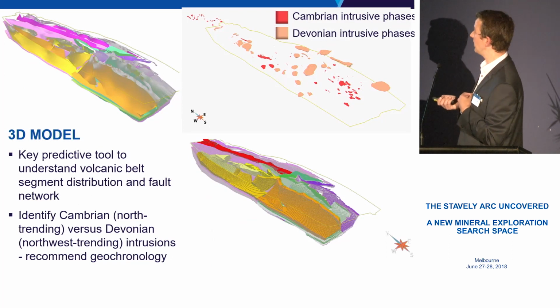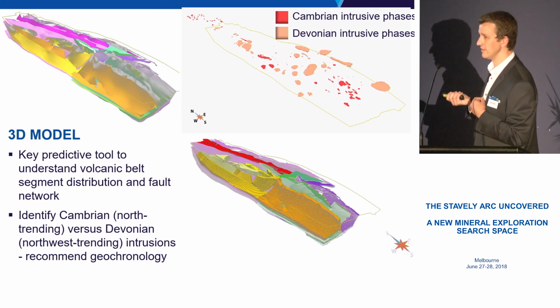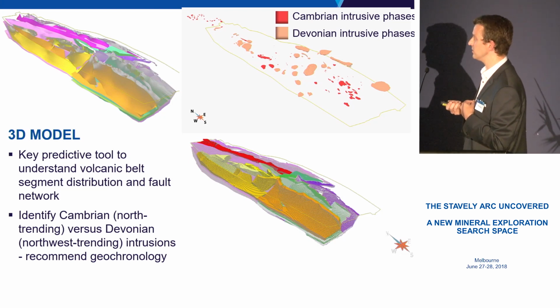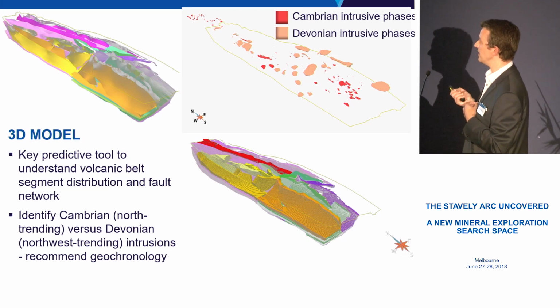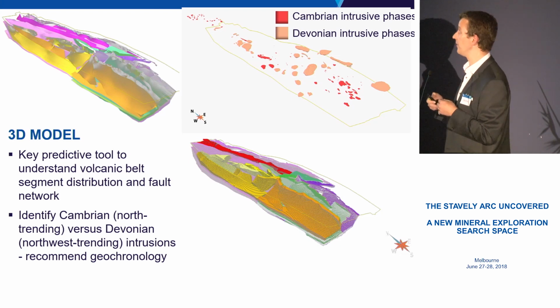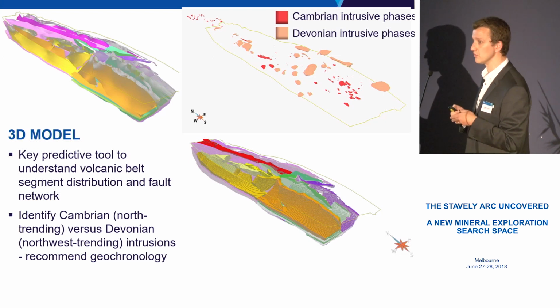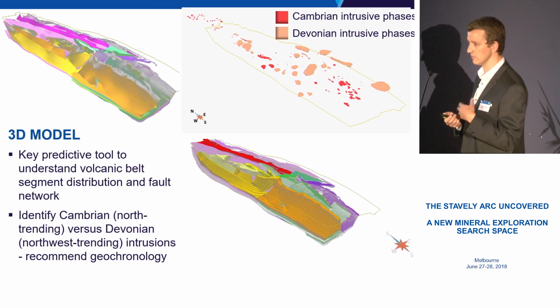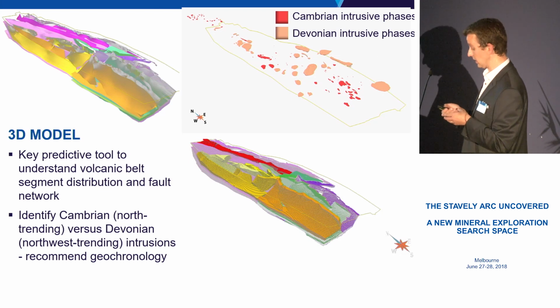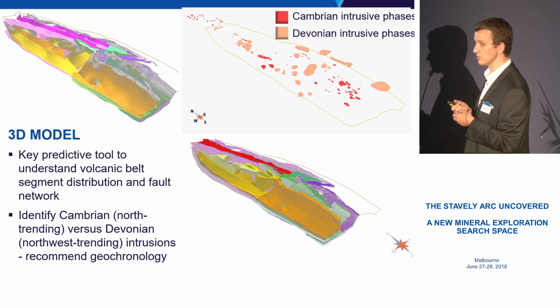The 3D model, all the hard work's been done for you. The Cambrian intrusive rocks have been colour-coded and separated out from the Devonian intrusive rocks. The key thing here is that the Devonian intrusive rocks are thought to be largely north-east trending, and the Cambrian intrusive rocks have a north component, and that was all to do with the orientation of the stress field at the time of emplacement. So it's fundamentally different in the Cambrian compared with the early Devonian rocks. And that's pretty useful because geochemically these rocks are pretty similar, the Cambrian and Devonian intrusions.